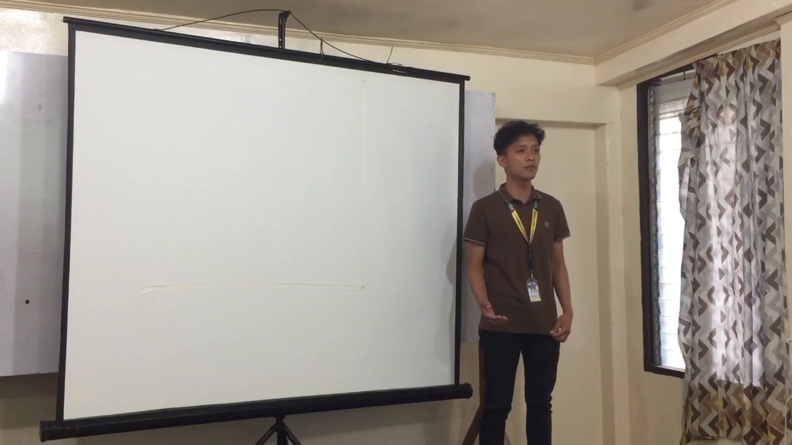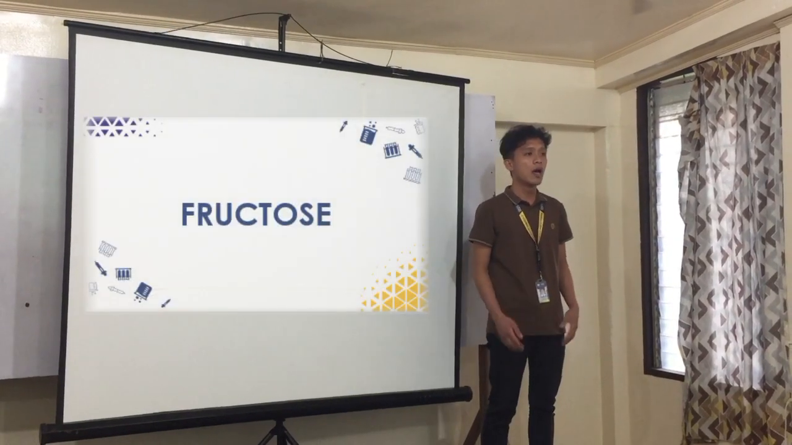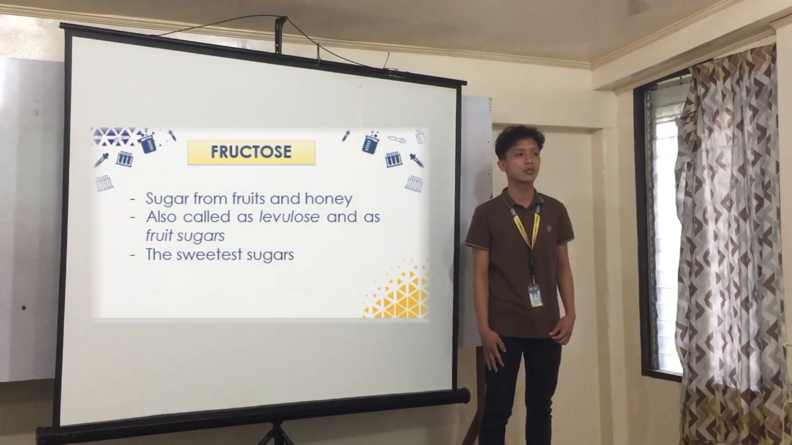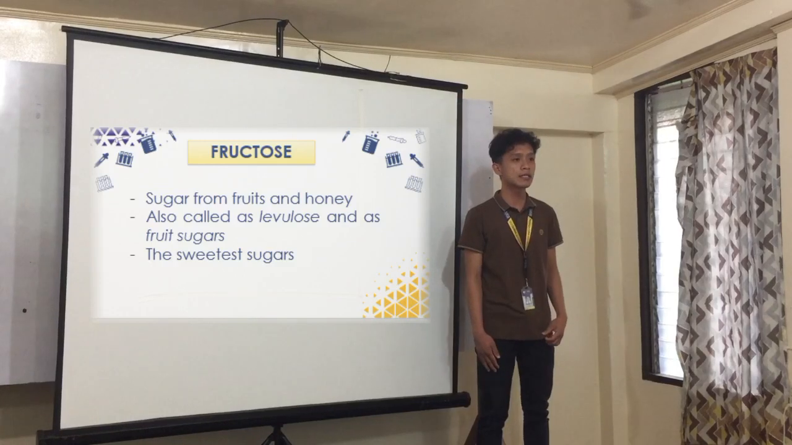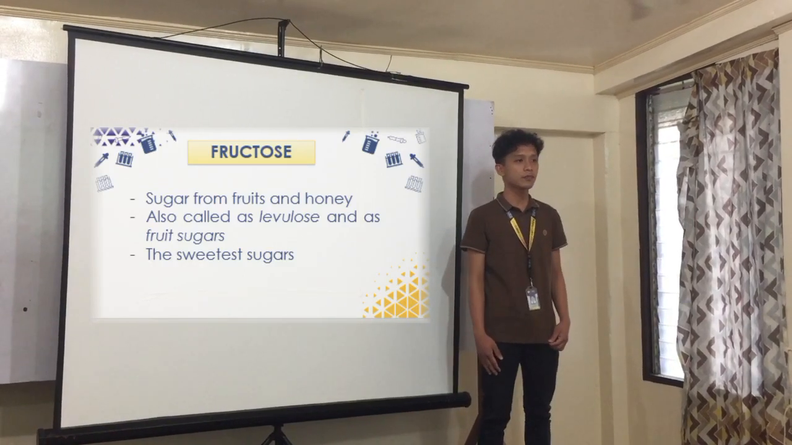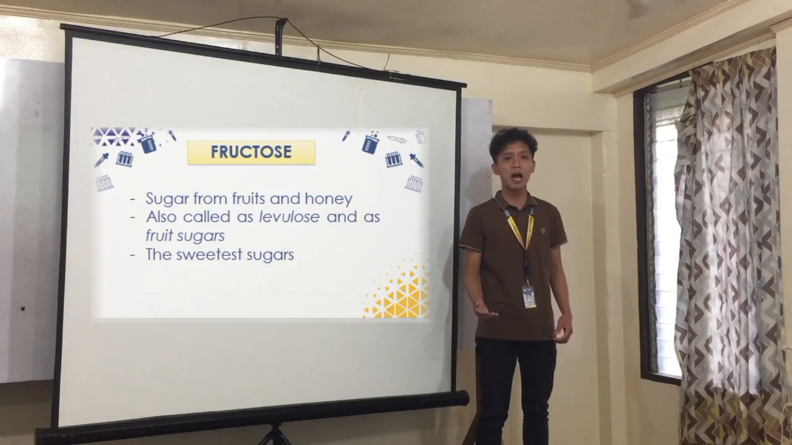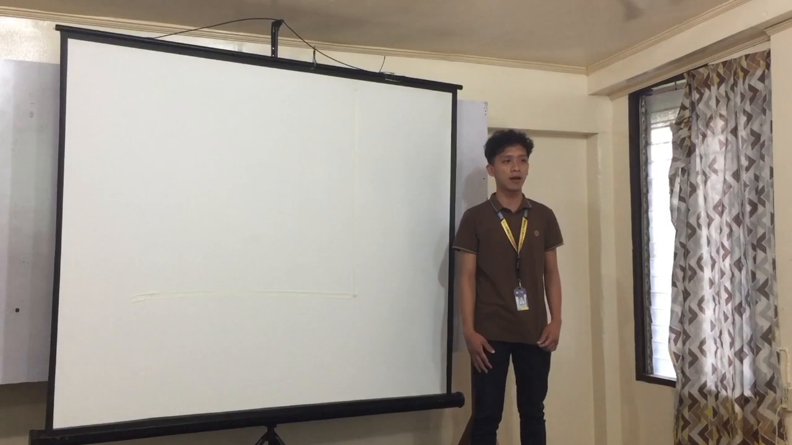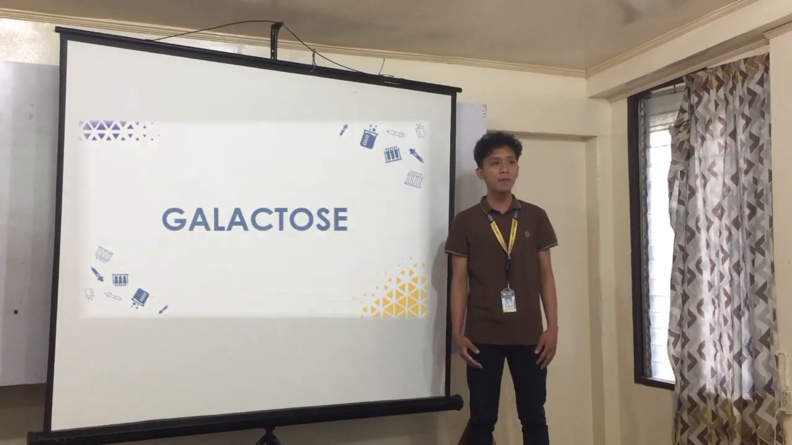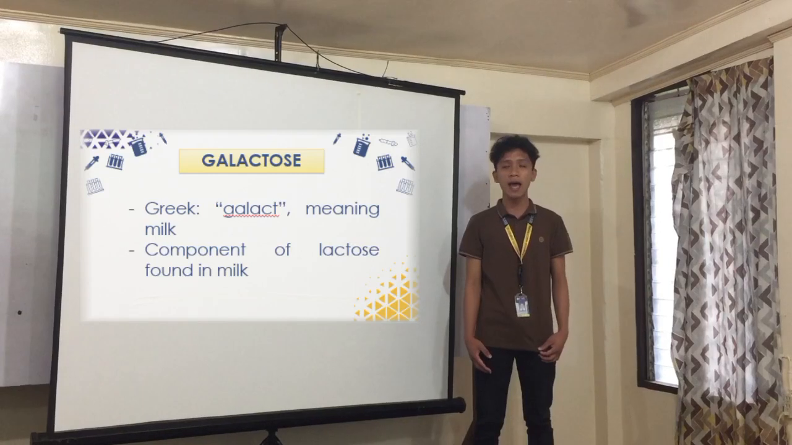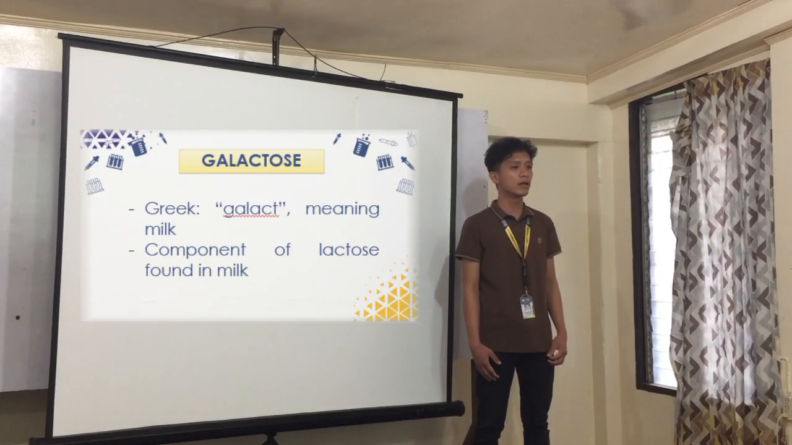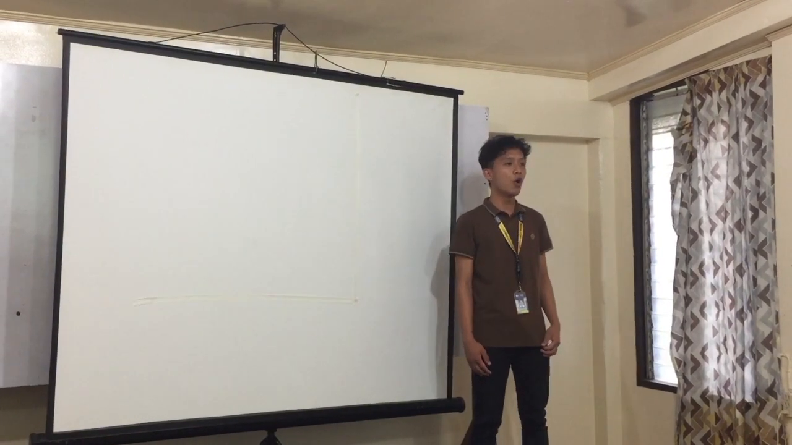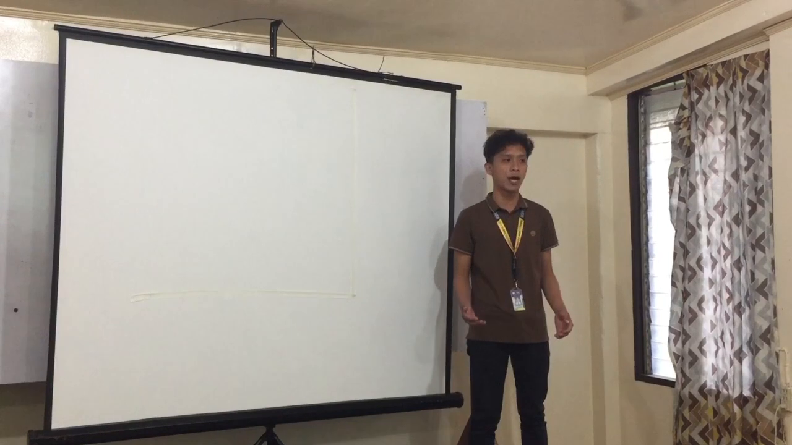So another example of monosaccharide is fructose. As the name suggests, it is the sugar we get from fruits and honey, also known as levulose. And as fruit sugars, these are the sweetest sugars. So lastly, we have galactose. The term comes from the Greek word gala, which means milk. So it is the component of lactose found in milk. Okay, so we're done with the examples of monosaccharides.